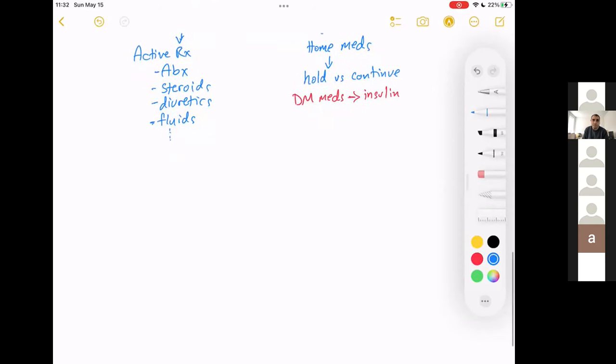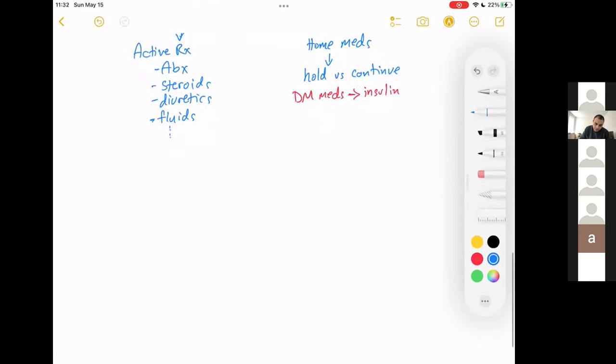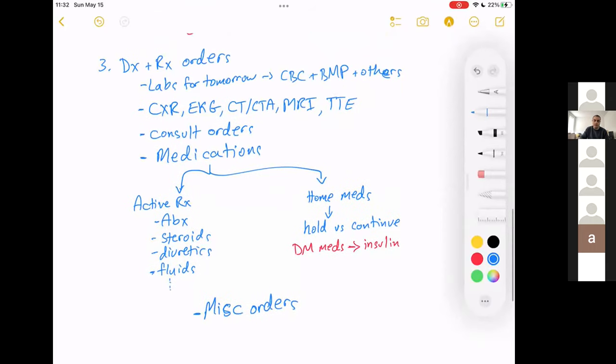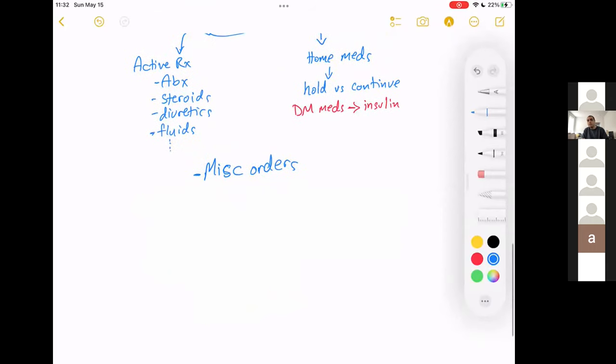And then I come to a section called miscellaneous orders. Adult miscellaneous orders also fall under diagnostic and therapeutics. Adult miscellaneous orders are orders that usually are important for most patients who show up. And they're not really part of the management and plan, but they're part of the peripheral management and plan, okay? And we'll start with the first one, which is DVT prophylaxis.